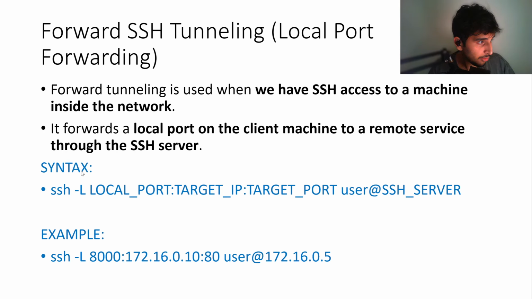This is the syntax for forward SSH tunneling, which is ssh -L, and we put our local port here, the target IP, the target port, the username, and the IP address of the SSH server.